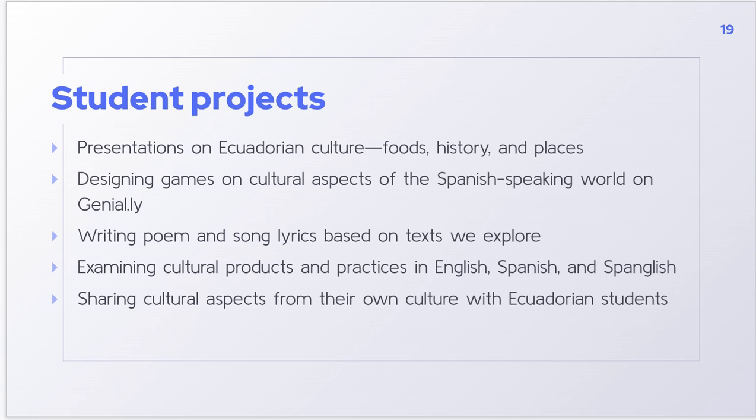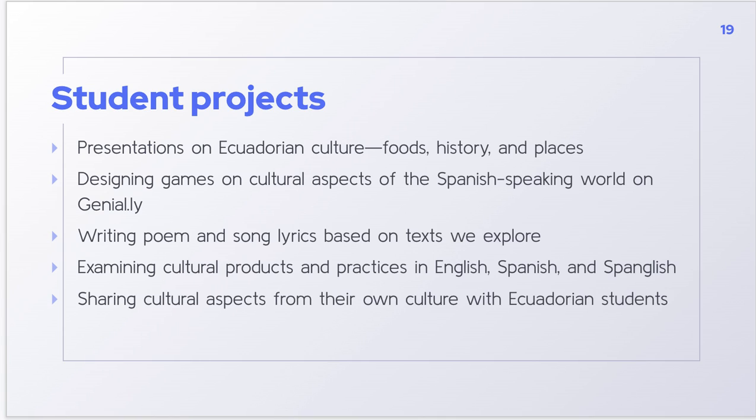Some of the student projects are meant to foster knowing the world, engaging the world, and understanding the world. So we have basic, regular presentations on Ecuadorian food, history, and places. I also have a student designing games on aspects of the Spanish speaking world. Right now she just designed a kind of video game on typical dishes of different Spanish speaking countries. And students are writing poems and song lyrics.